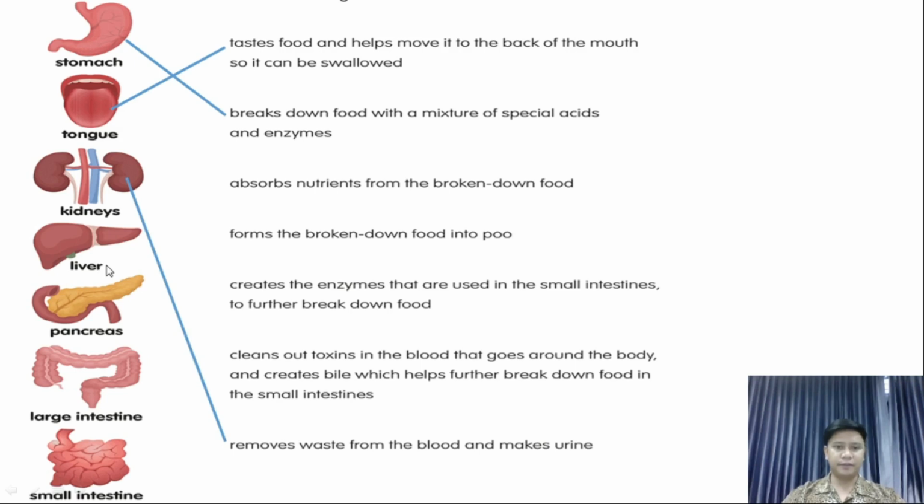How about liver? Where's liver? Very good, this one. Cleans out toxins, I told you. Cleans out toxins, okay? In the blood that goes around the body and creates bile which helps further break down food in the small intestine. Next, pancreas. Where's the pancreas? Alright, this one. Creates enzymes, okay? That are used in the small intestine to further break down food. How about the large intestine? Okay, I told you to remember the poo, okay? Large intestine forms the breakdown food into poo, okay? And the last one, of course, the small intestine absorbs the nutrients from the breakdown food, okay?